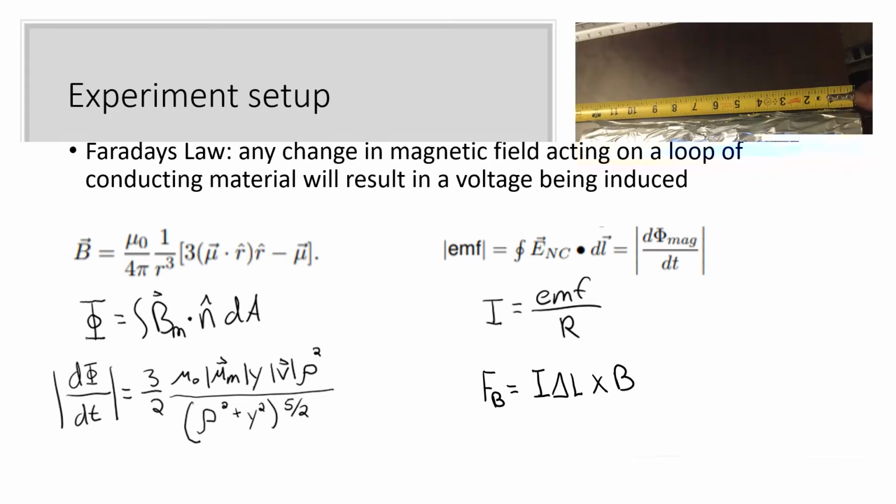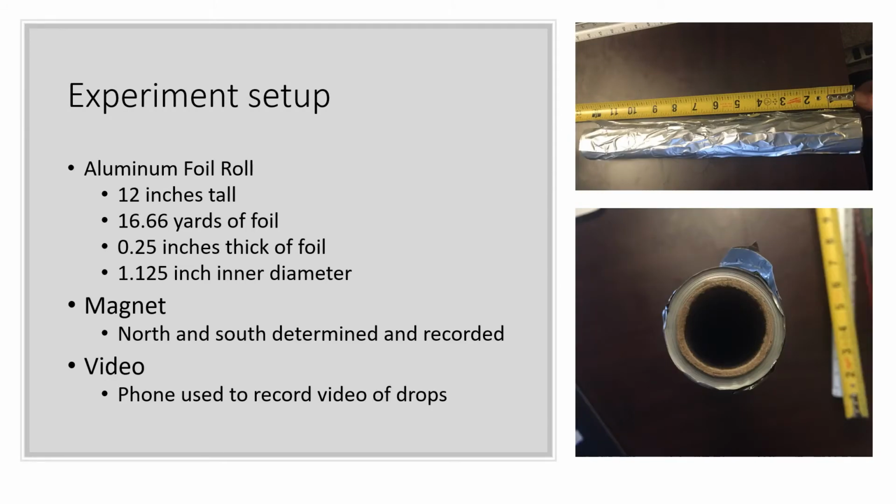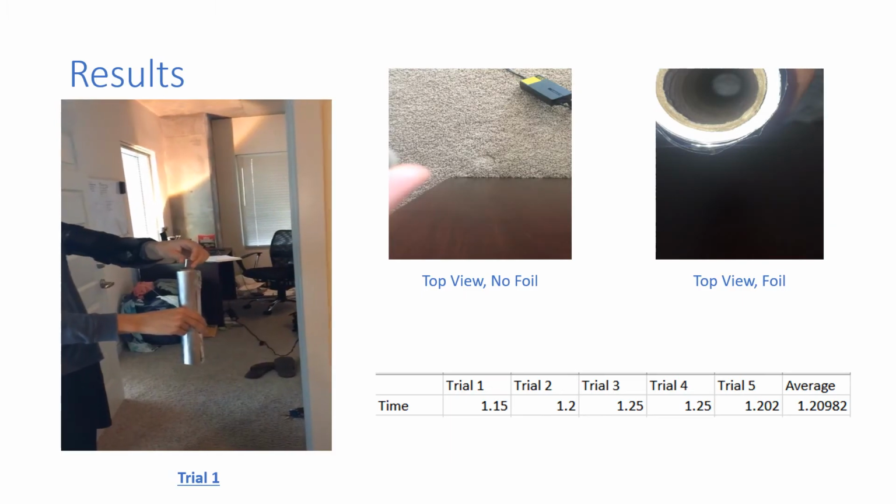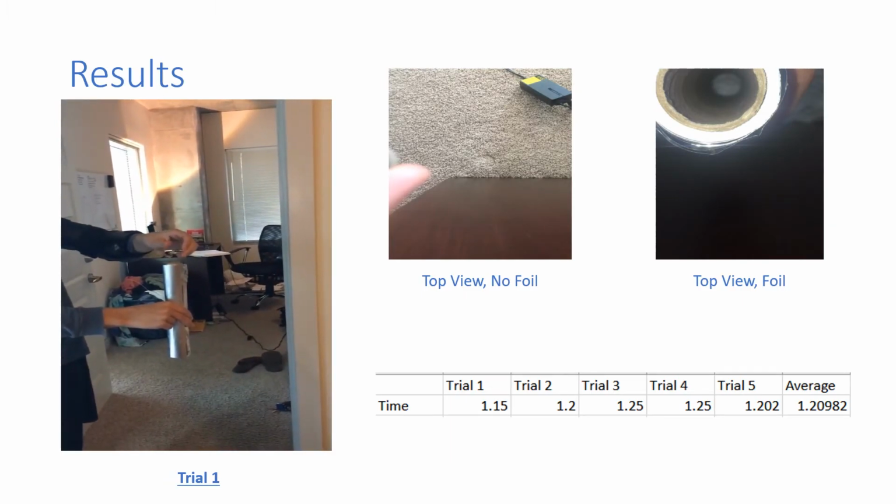To begin this lab, an aluminum foil roll is needed as well as a magnet. The foil roll used was a foot tall and 1/4 of an inch thick and had an inner diameter of 1 1/8 inches. Once the north and south poles of the magnet were determined, the magnet was dropped down the aluminum foil tube while a camera recorded the drop. This was repeated 5 times, and the videos were then examined on a smaller time scale to find the duration of time it took for the magnet to fall through the aluminum foil.